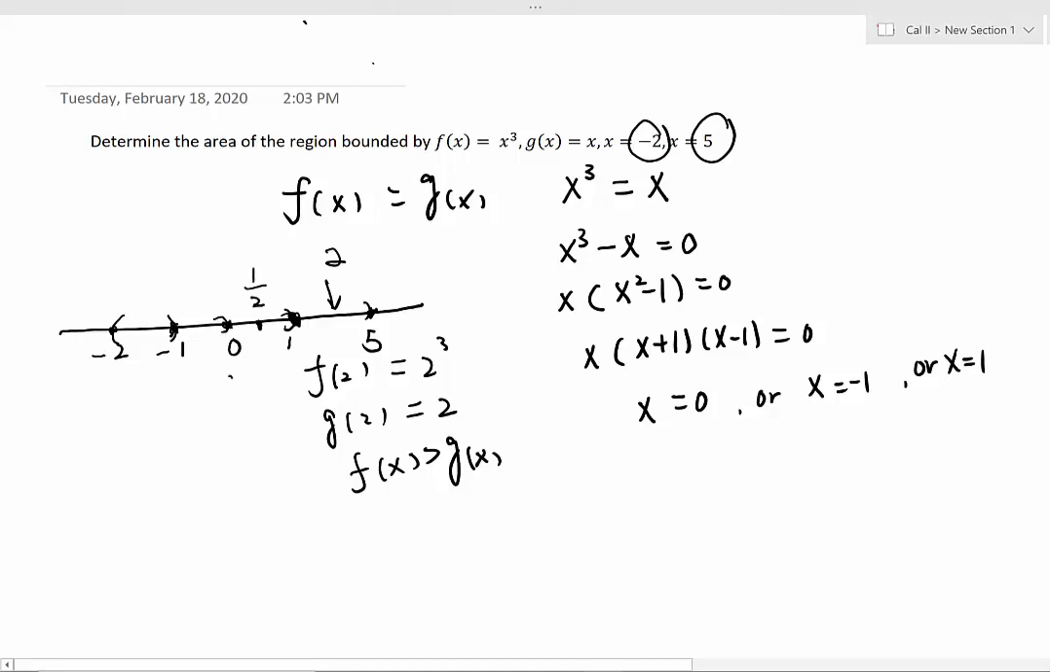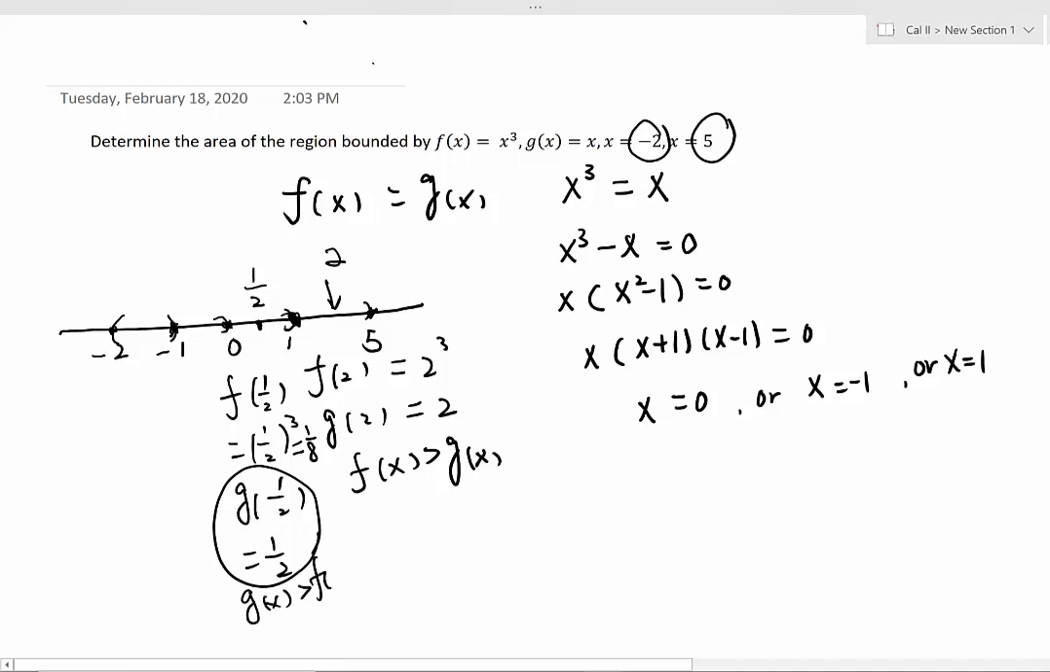So that's going to be f of a half, which is 1 over 2 to the third. g of a half, that's going to be a half. So 1 over 2 to the third, that's going to be 1 over 8. So of course, g of x is bigger, because one piece I give to 8 people or one piece I give to 2 people, you get more from here. All right, so this part, g of x is bigger than f of x.